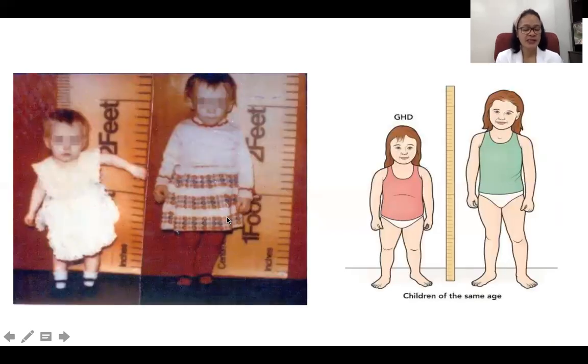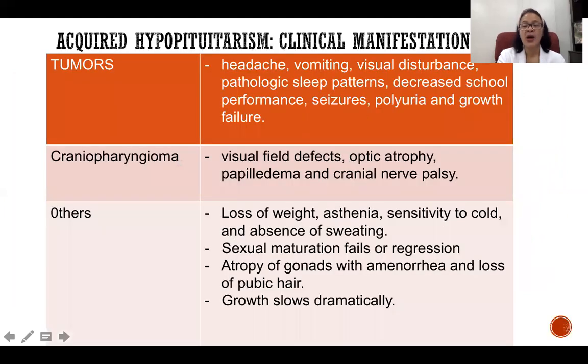Okay, so this is a picture of a patient with hypopituitarism. So this one is a patient with growth hormone deficiency. Okay, this one is a normal child. So this one is one with growth hormone deficiency. Okay, so how about patients with acquired hypopituitarism?